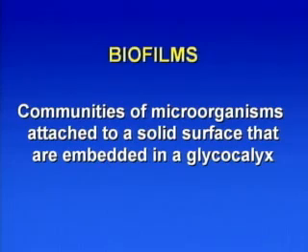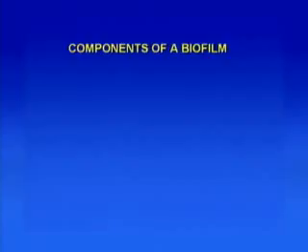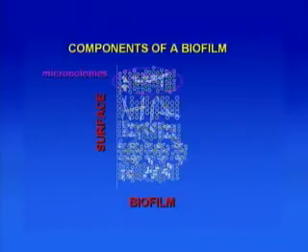So, we've talked a lot about biofilms. What are biofilms? Well, the official definition of a biofilm is that they are communities of microorganisms attached to a solid surface that are embedded in a glycocalyx. Now, what does this really mean? Well, if we look at a biofilm, there are three major components. First, there is the surface to which the bacteria attach. Then there are the microcolonies that grow out from this surface. And these microcolonies are embedded in something called a glycocalyx.